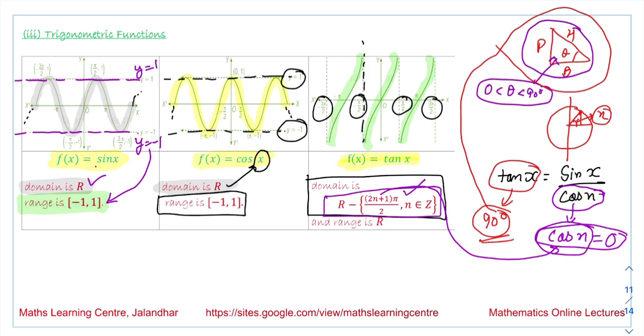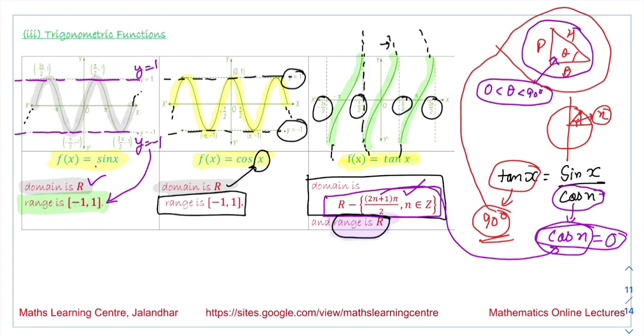So we are saying these are the points from the real line. If we remove these points, these are the points where tan x is defined. As for the range of tan x, these graphs are infinite on both sides. The value goes on increasing in this way, so the value of y can attain any value. So the range of tan x is equal to R.